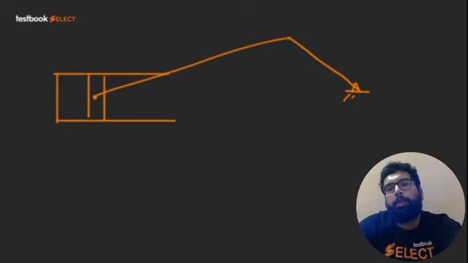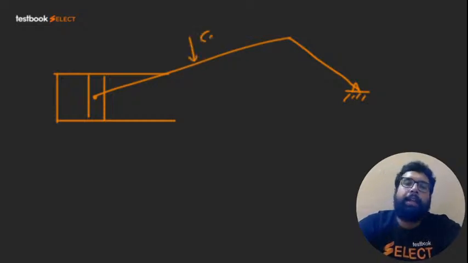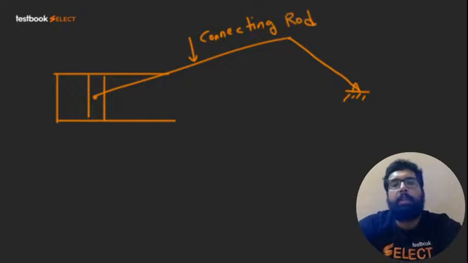Just want to ask you something. I say this is the connecting rod. Now, this is the connecting rod represented in 2 dimensions. The actual connecting rod is like this. Please tell me, in actual, is the connecting rod like this or what?